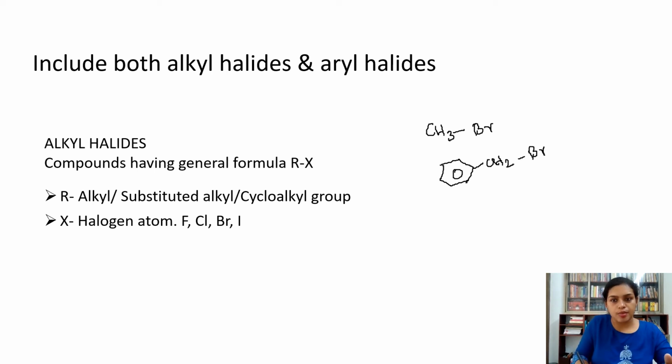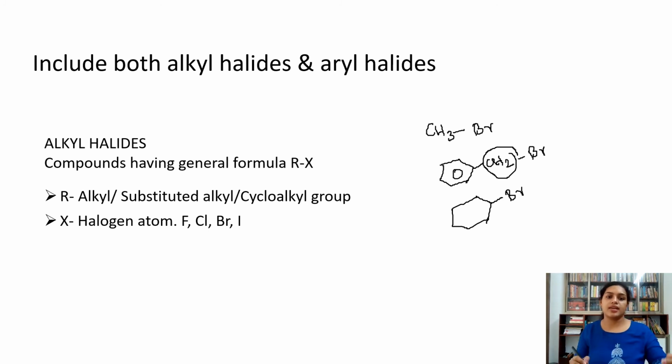This is benzyl bromide, and this is not an aryl halide. This is an alkyl halide because this bromine is attached to a CH2 group directly. So methyl bromide, benzyl bromide, and then cyclohexyl bromide. This is cyclohexyl bromide. These three are examples of alkyl halides. And this X could be any halogen like fluorine, chlorine, bromine, or iodine.